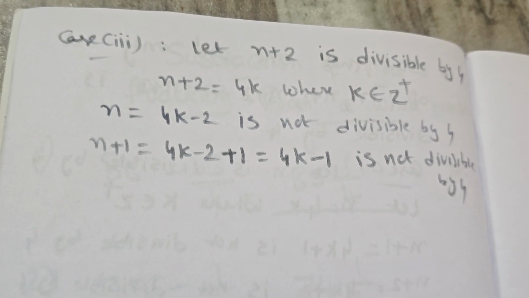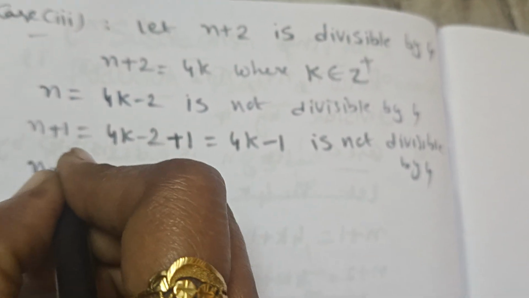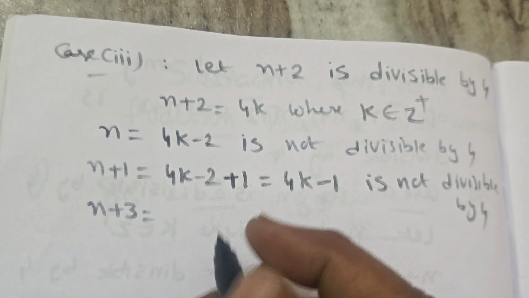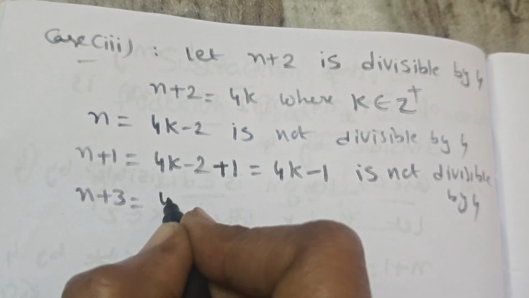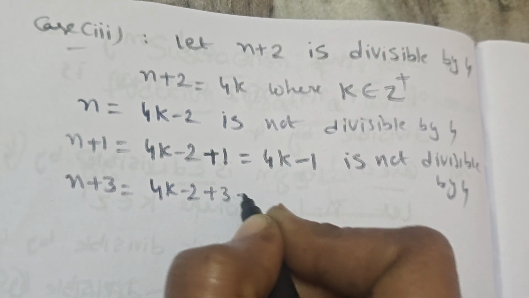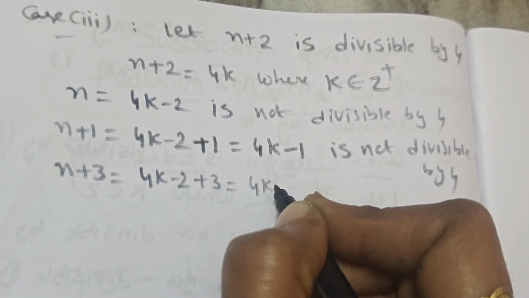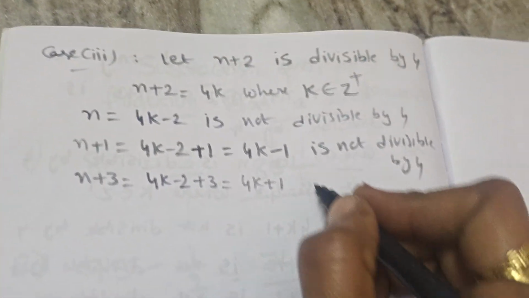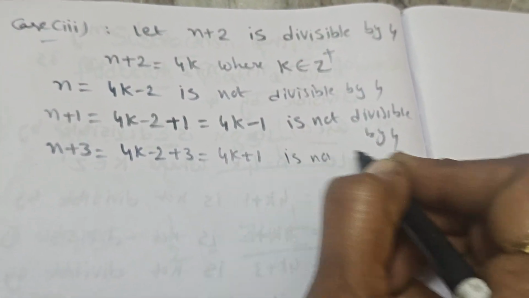Okay children. Next, n plus 3. Now what is the value of n? Already you know, n value is 4k minus 2, and still what is there? Plus 3. 4k minus 2 plus 3, how much? Plus 1. Is it divisible by 4? No, it is not divisible by 4.